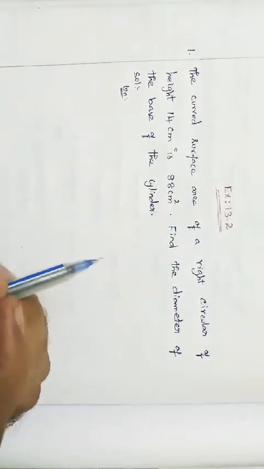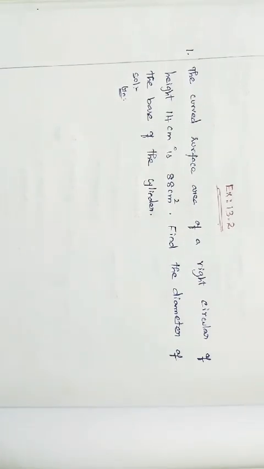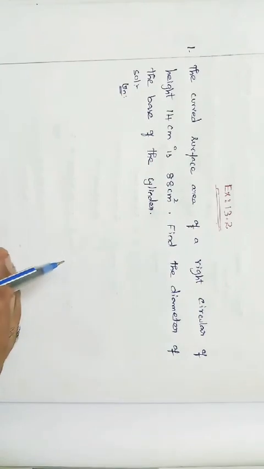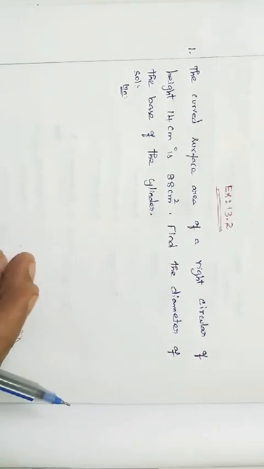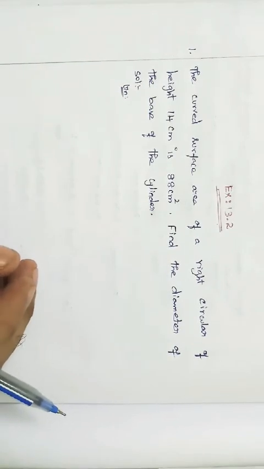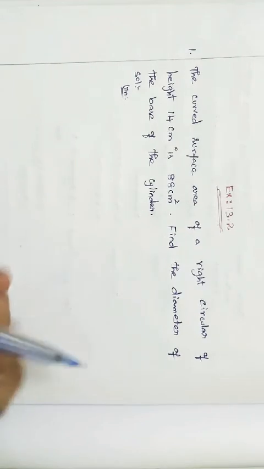Next we are going to see Exercise 13.2. Sorry, in this exercise we are going to discuss only the cylinder, the curved surface area of a cylinder and the total surface area of a cylinder alone. Today we are going to see only one sum in this exercise, and from the next class onwards we can see the remaining sums, right?